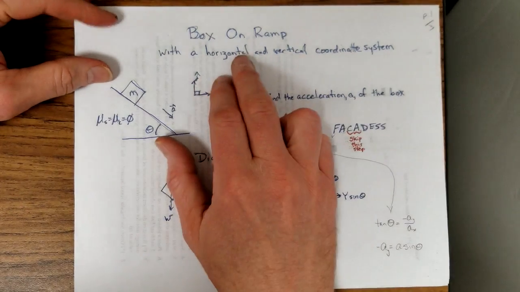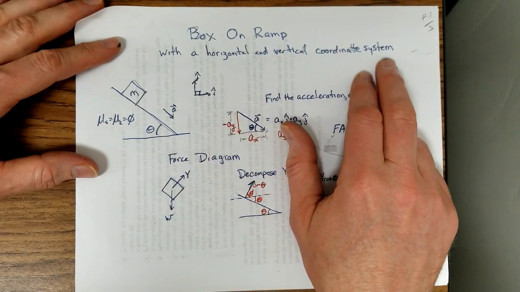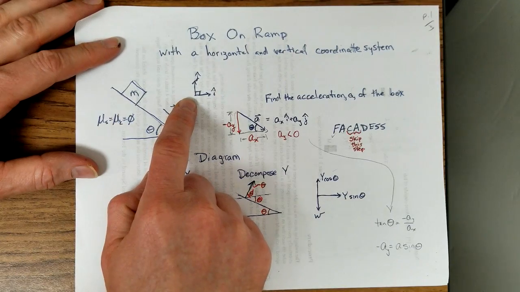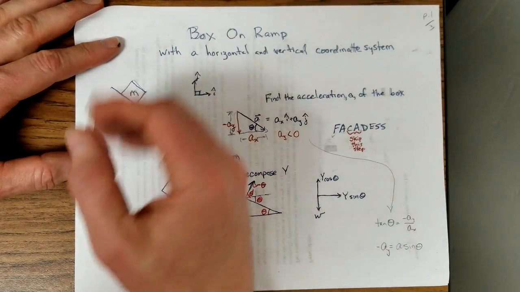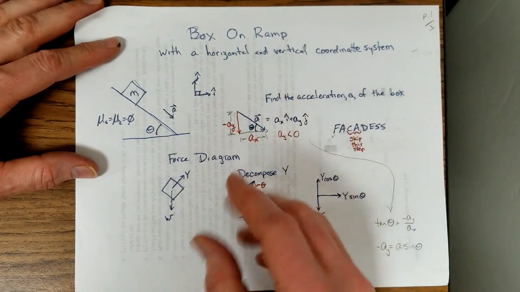All right, so let's do the box on ramp problem, except let's do it the hard way. We'll have a horizontal and vertical coordinate system, so just sticking with the convention of positive, positive. So I'm using i hat, j hat. If you use x hat, y hat, fine.